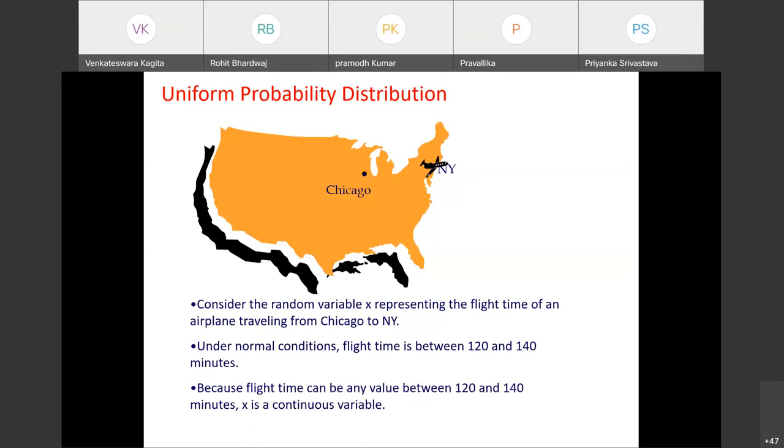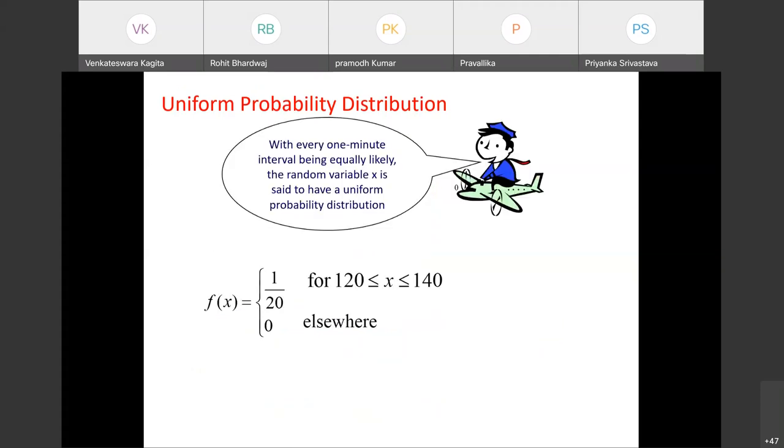Next, the uniform probability distribution. Let's say you're considering a random variable X, which is representing the flight time of an aeroplane traveling from Chicago to New York. So the flight time can be any time between 120 minutes and 140 minutes, right? Because it can be any value between 120 and 140 minutes, this is a continuous variable, right?